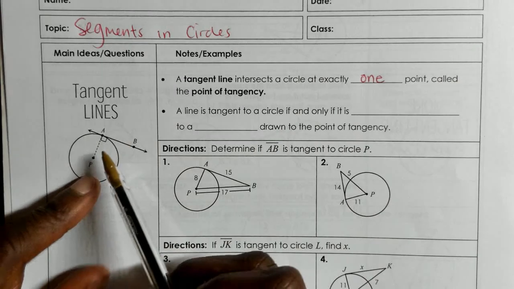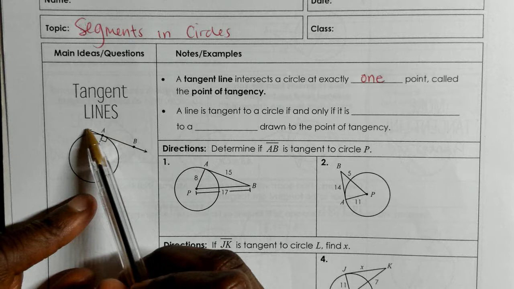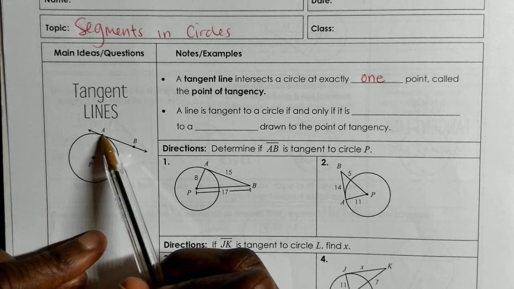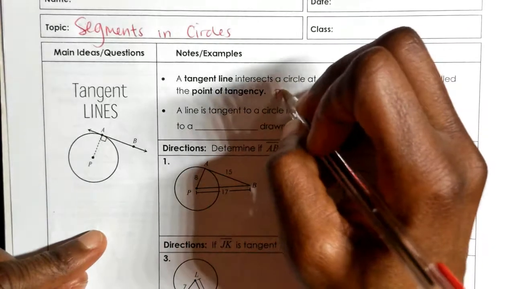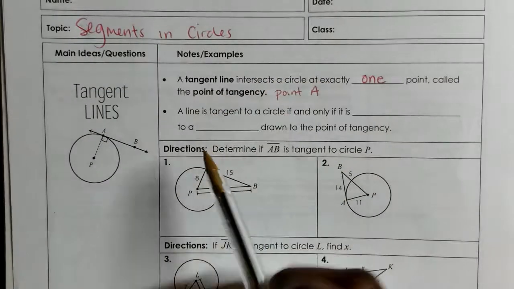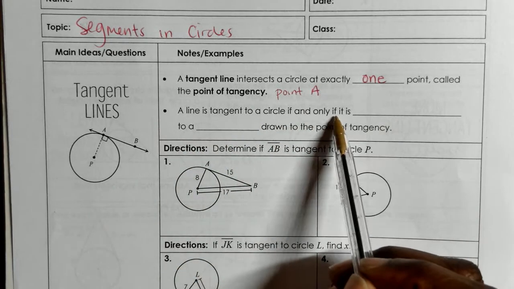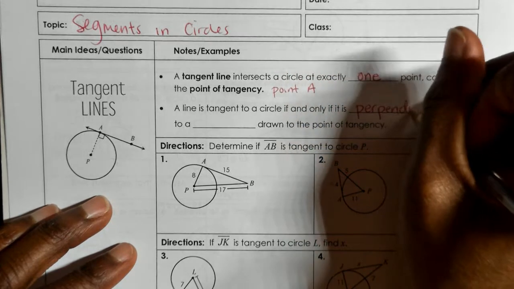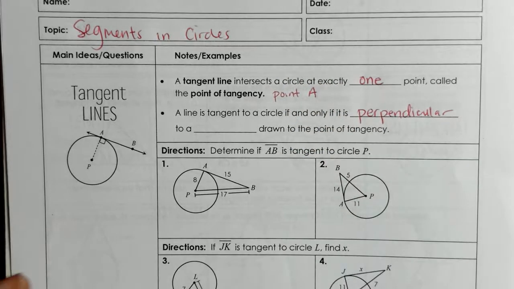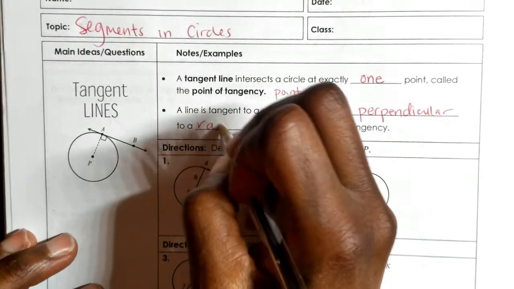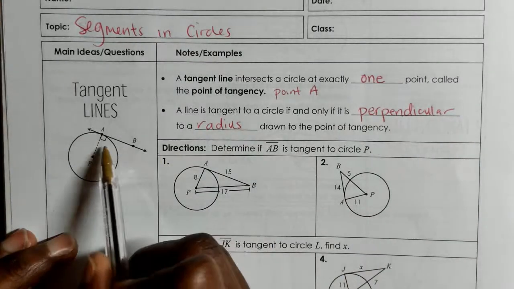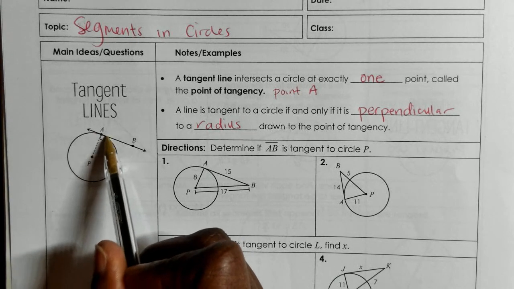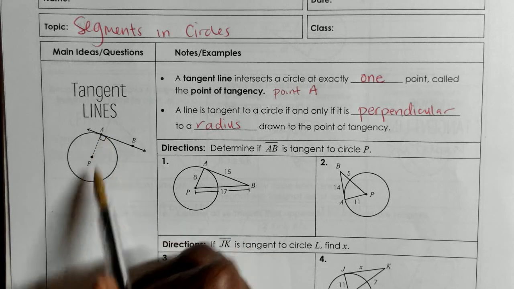of tangency. In this case, A would be the point of tangency because that's the point where this tangent line, AB, intersects the circle, particularly the radius at a 90-degree angle. A line is tangent to a circle if and only if it is perpendicular to a radius drawn to the point of tangency. So if you have a tangent line and you draw a radius to it, it's got to be perpendicular to that. Otherwise, it's not a tangent.